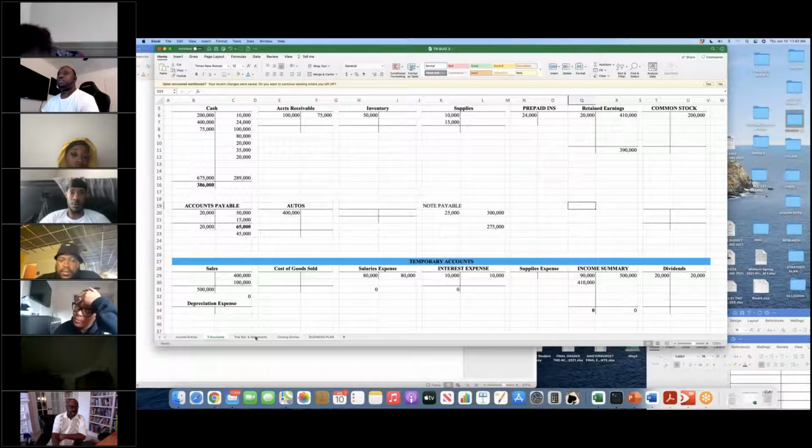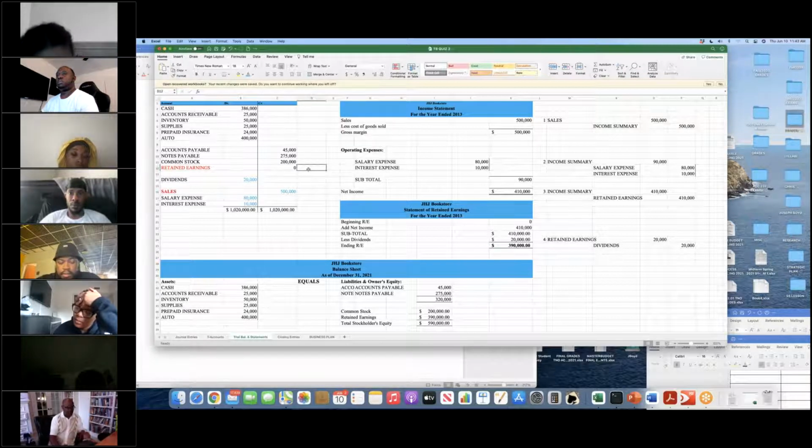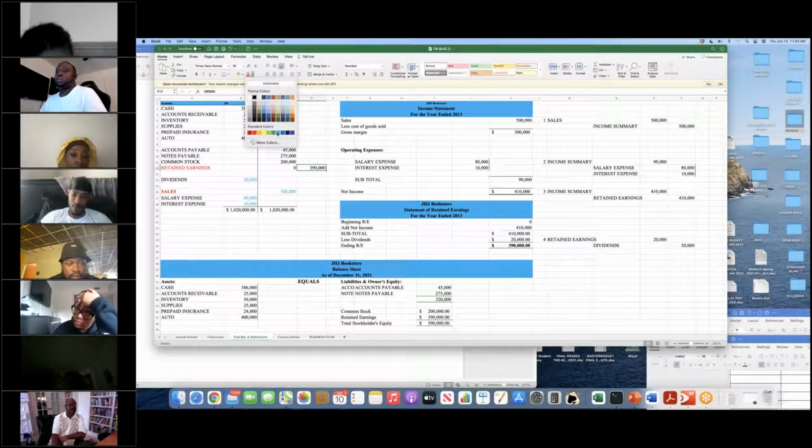So we go back to the trial balance now. All of these accounts have been closed out. And now retained earnings has a 390 balance. And I'll just put this in red. Okay, it would not let me keep it in red. Let me see if I can get another color on it. Okay, at least it lets me leave it in blue.